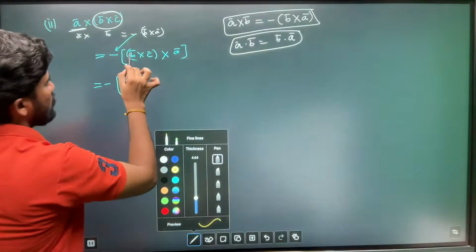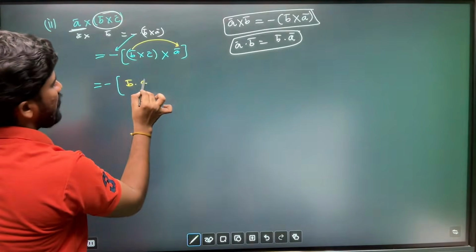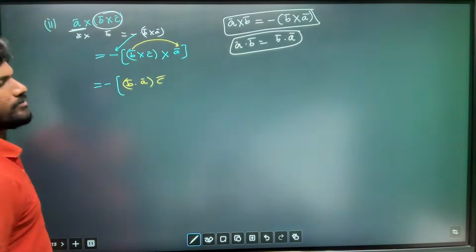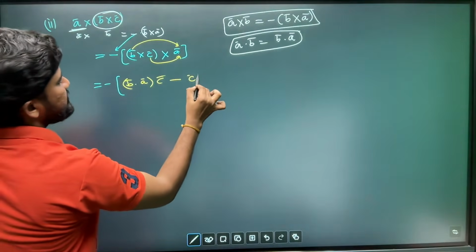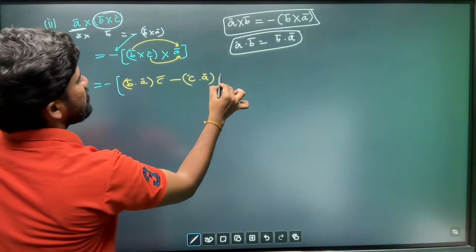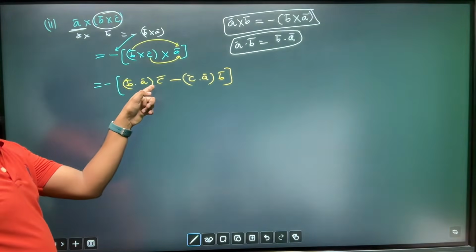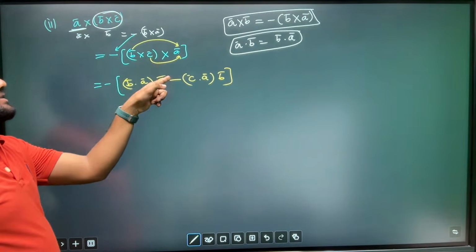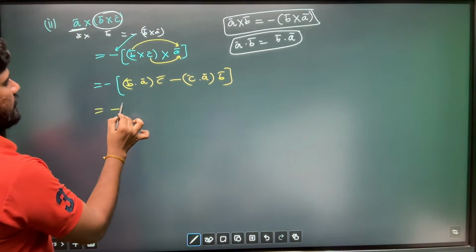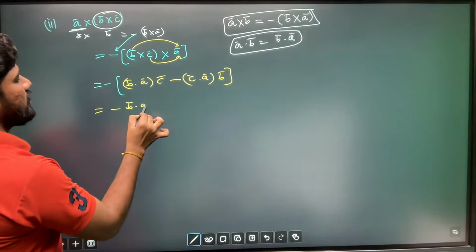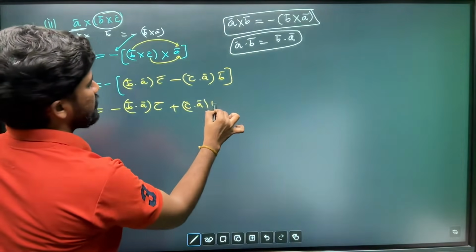Remember how to change that value. First you have to apply the dot product. B bar dot A bar and the remaining value is C bar. Next minus, with the second vector, C bar dot A bar into B bar. This is the process. First B bar dot A bar, the remaining vector is C bar, multiply minus C bar dot A bar, the remaining vector is B bar. Now multiply with minus, minus B bar dot A bar into C bar, minus into minus plus C bar dot A bar into B bar.